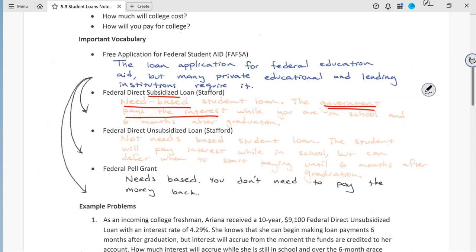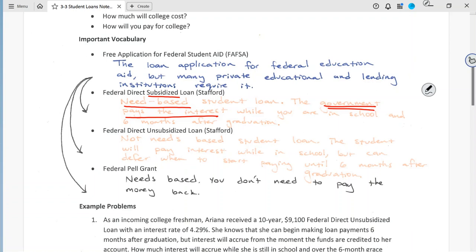Okay, so based on how much student need you have, financial need, if you have a lot, you may get a subsidized loan where the government pays the interest. When you graduate, you just pay how much you borrowed. Okay, versus if you don't have as much financial need, you'll receive an unsubsidized loan where you will need to pay the interest while you're in school, but you can say, I will start when I finish school so that you can not worry about those payments while you're in school.